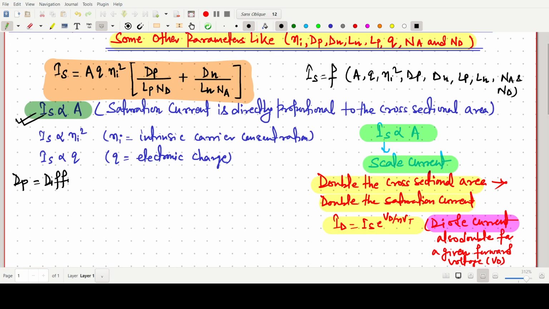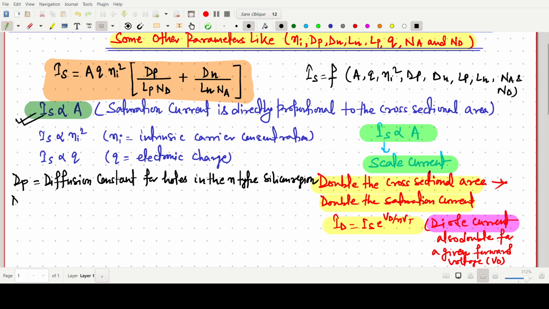The diffusion constant for holes, P is there, so for holes in the n type silicon region. Dp is the diffusion constant of holes in the n type silicon region.